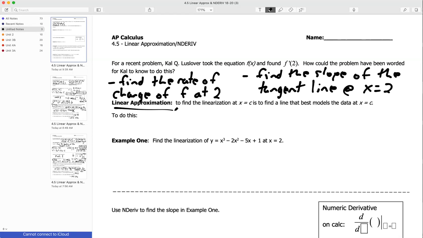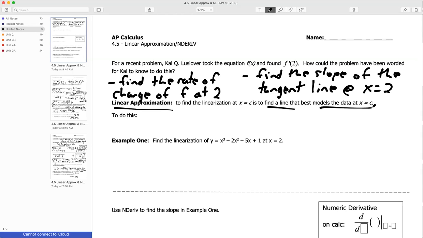Okay, so a linear approximation. To find the linearization at x is equal to c is to find a line that best models the data at that point. So all we're doing for a linearization is writing the equation of a line. That's it. And we need to know two things to write the equation of a line: we need to know a slope, and we need to know a point. That's it.